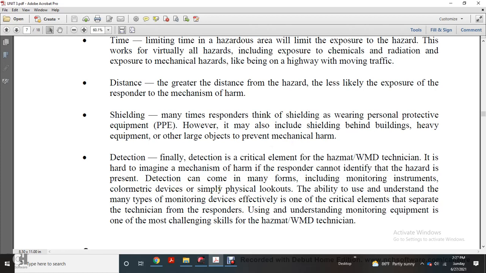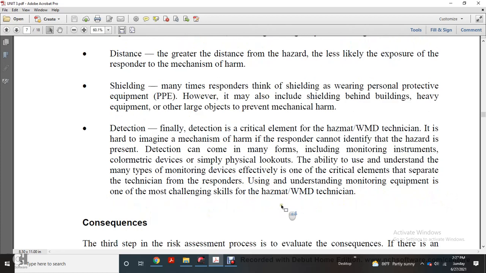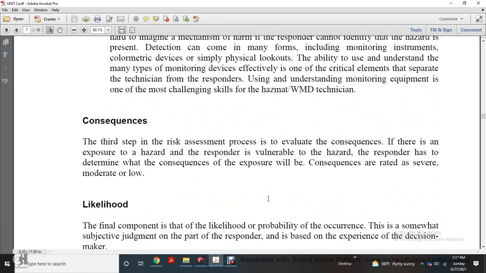This colorimetric device is similar to physical lockouts. The ability to understand the many types of monitoring devices effectively is one of the critical elements that separates the technician from the responder. Understanding monitoring equipment is one of the most challenging skills in hazmat methods and weapons of mass destruction.